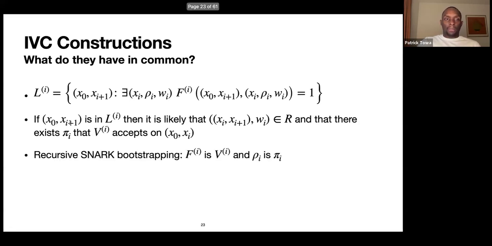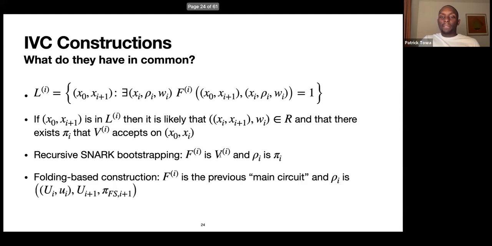So this is what they have in common. For instance, in the case of recursive SNARK bootstrapping, FI is basically VI. Well, it's not exactly VI, it's FI, there's a slight mistake here. FI is checking one step of the correct computation and then checking that VI of the verified previous step would accept the proof. And rho is just the proof itself.